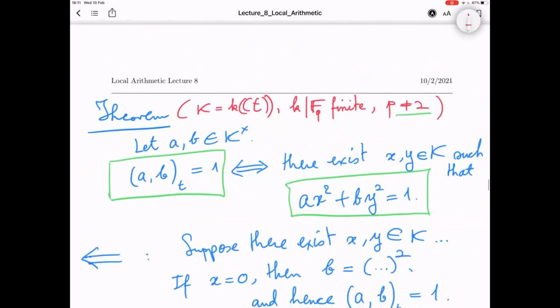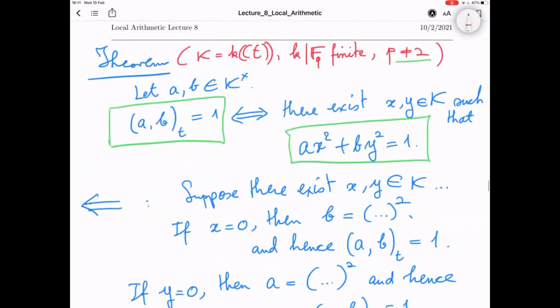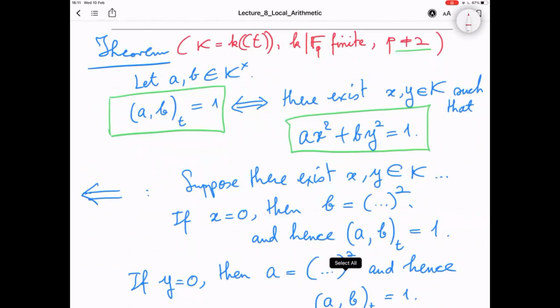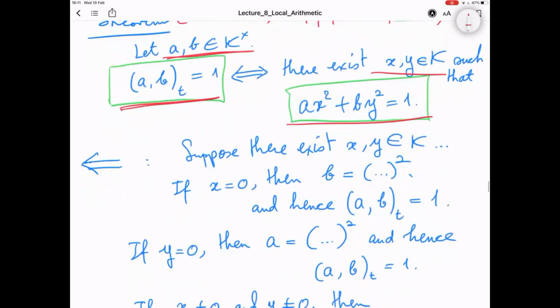Now here is an important result, which is analogous to what we had done for Q_p. It says that for any two elements A and B in K star, the Hilbert symbol (A,B)_T is equal to 1 if and only if there exist x, y in K satisfying the equation A x squared plus B y squared equals 1. So this direction is the easy direction.